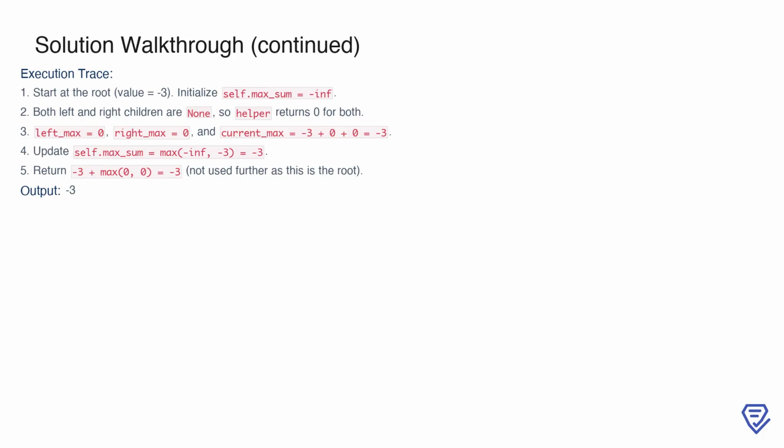Here, the helper function starts at the root, and as always, self.max_sum is initialized to -infinity. Since both the left and right children are none, the helper function returns 0 for each. Using these values, we calculate current_max equals -3 plus 0 equals -3. This becomes the new value of self.max_sum, as it is greater than -infinity. The function returns -3 plus max(0) equals -3, but since this is the root, the return value is not used further. The final result for this single node tree is the value of self.max_sum, which is -3.